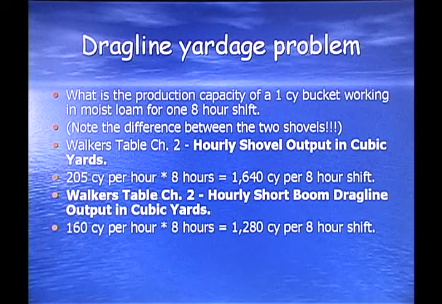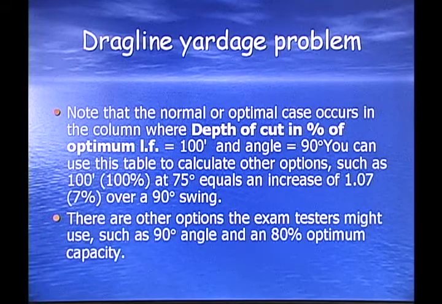So we have 205 cubic yards per hour times 8 hours equals 1,640 cubic yards per 8-hour shift. Now, if they were asking us for the short boom dragline output, that would have been 160 cubic yards per hour times your 8 hours, which would give you 1,280 cubic yards per 8-hour shift. So you've got to use the right chart. Dragline yardage problem: note that the normal or optimal case occurs in the column where the depth of cut, the percentage of optimum, is 100 feet, and the angle is 90 degrees.